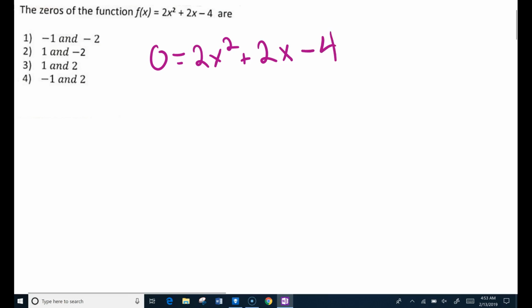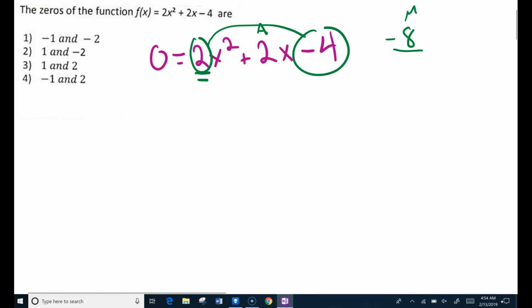So normally in a regular trinomial, you'd ask yourself what multiplies to -4 and what adds to +2. But the problem here is that there's a coefficient in front of that x squared. So I'm going to use factor by grouping, where I take my a term, my c term, and I multiply them. So 2 times -4 is -8. And I ask myself what multiplies to -8, but adds to +2, so I'm able to split that middle term there.